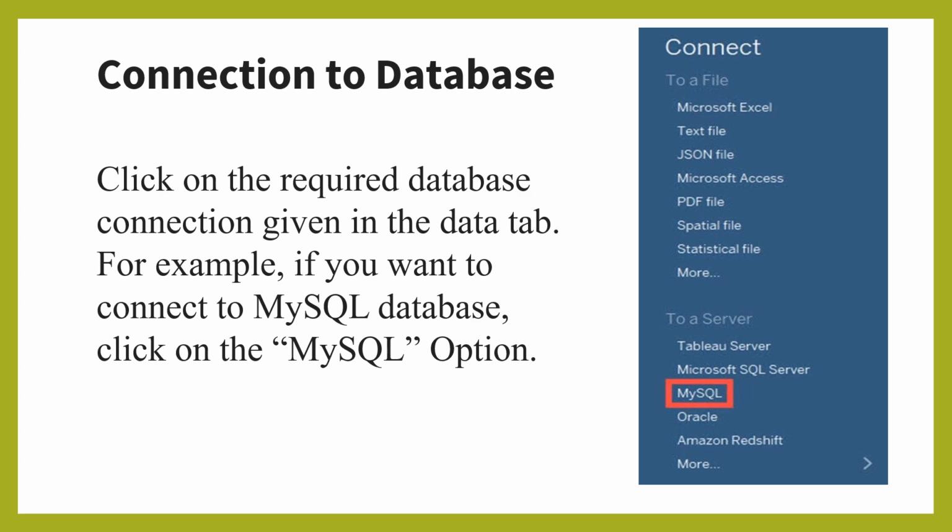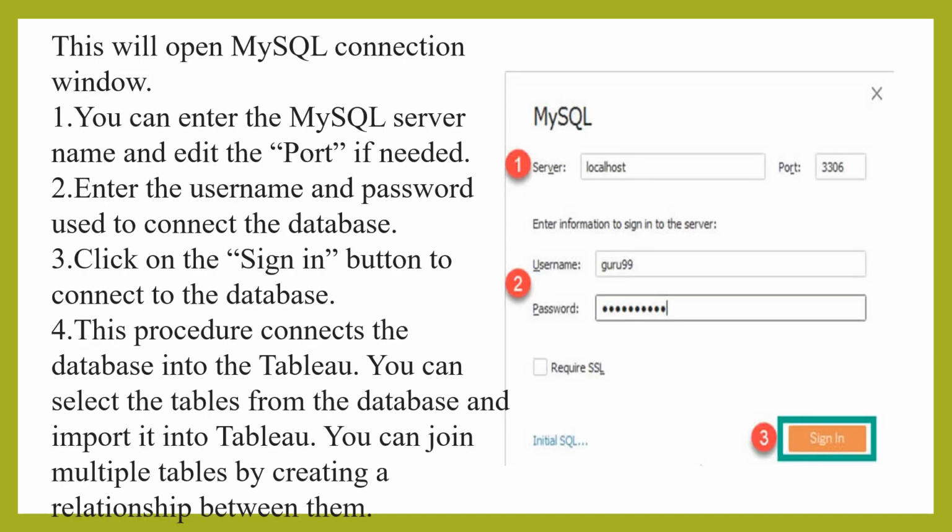Now, how to connect to different websites. Go back to the home page again. Under the To a Server option, you can see the More option there. Under that, just click on the Web Data Connector option as shown in the image. Once you click on that, it will open the Tableau Web Data Connector window where you need to enter the web connector details.